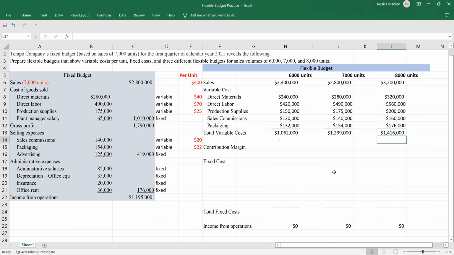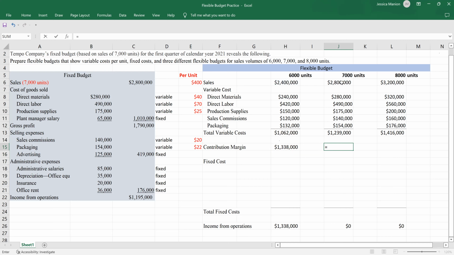1,416,000. So on this flexible budget, we need to take sales minus our total variable cost, and that gives us contribution margin. So contribution margin equals sales minus our total variable cost. So at 6,000 units, contribution margin, 1,338,000, right?